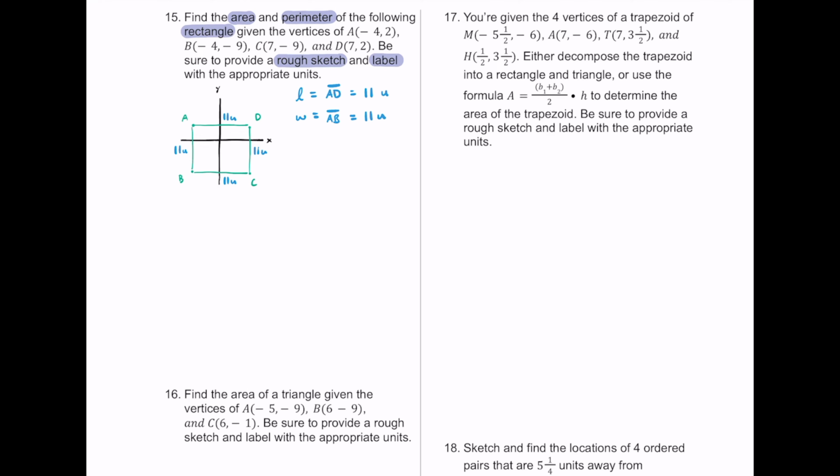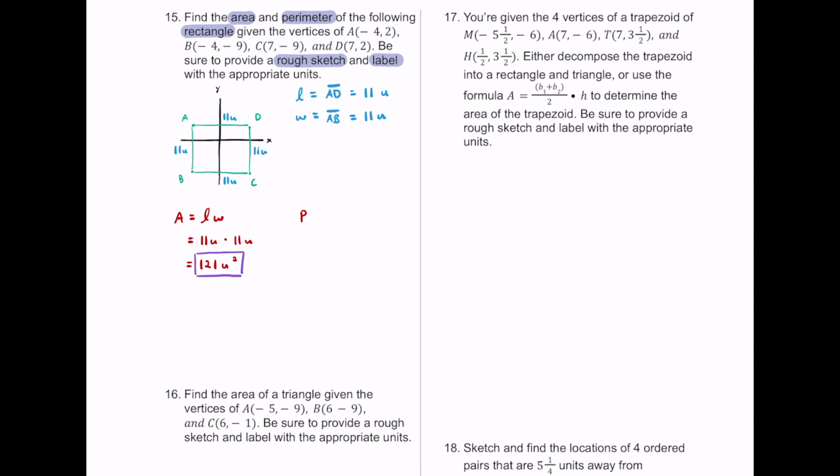So writing out this work here, we can say that for the area, right, area is equal to length times width. Now the length here is going to be 11 units, which we just found out. The width is also going to be 11 units. So 11 times 11, that's going to be 121, and that's units squared. Okay, so that's going to be one of our answers. I'm just going to put a box around this one.